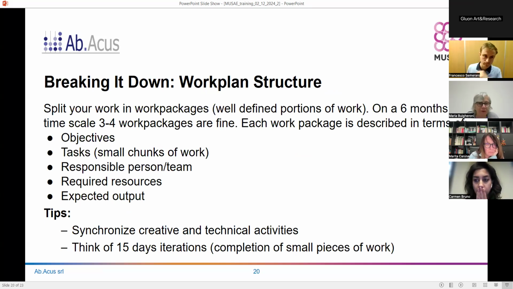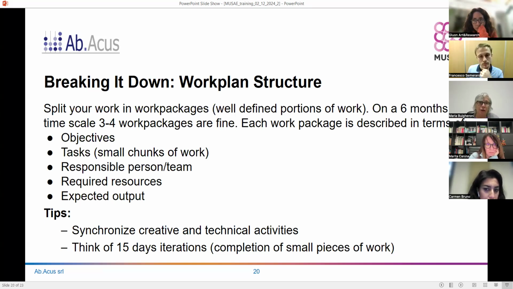So you have now a chapter of your document where you explain the objectives. Now we have to take these objectives and split them into work packages. A work package is a portion of work, a clear activity. Again, making the example on the 6 months time scale, I think that 3-4 work packages are fine. The number of work packages depends a lot on the kind of activity you will do, but also on the time, because work packages may run in parallel, but in this case you need more resources because one person does one thing and another person does another one. Or they may be one after the other and you need more time at the end.